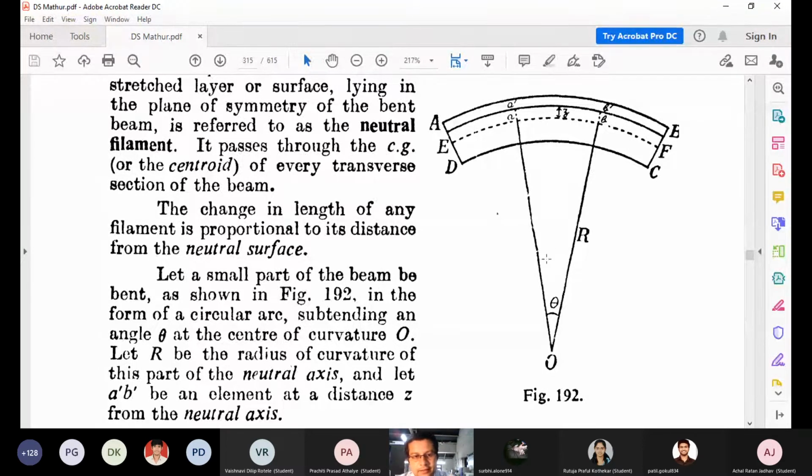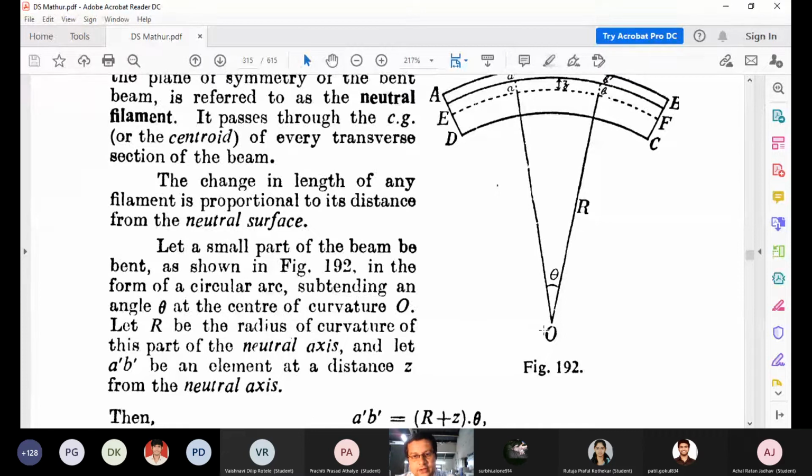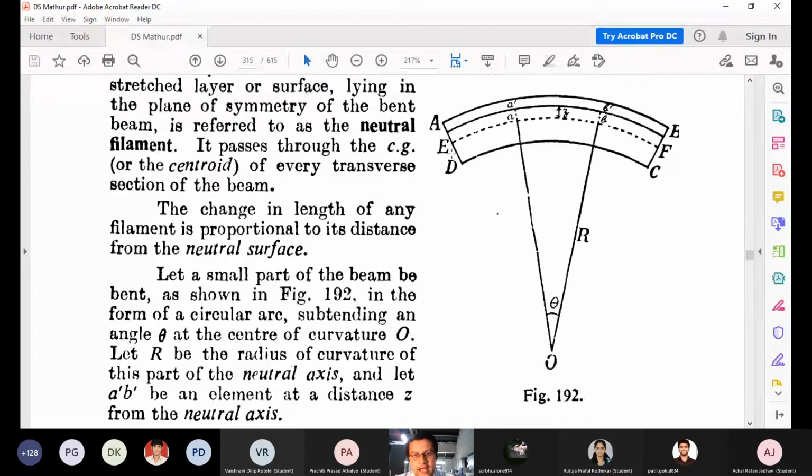They form an arc, and they subtend an angle theta at the center of this curvature, which is the point O over here. Let capital R be the radius of curvature, and on this part of the neutral axis, let A prime B prime be an element which is at a distance Z from the neutral axis.